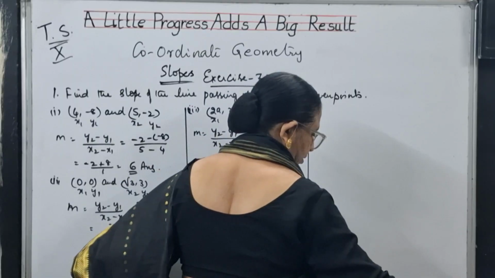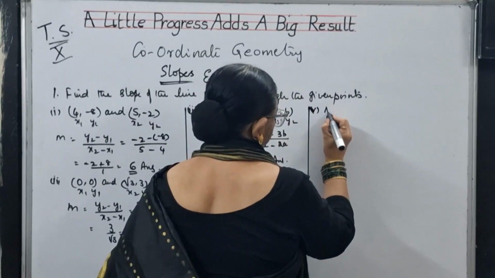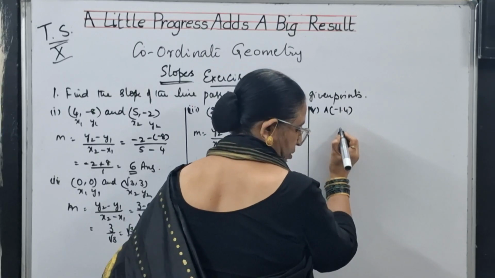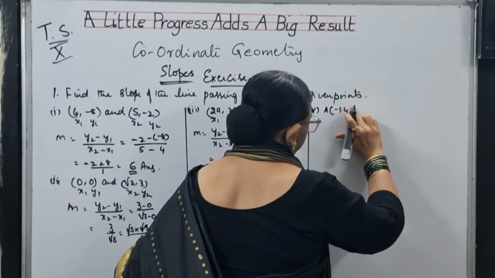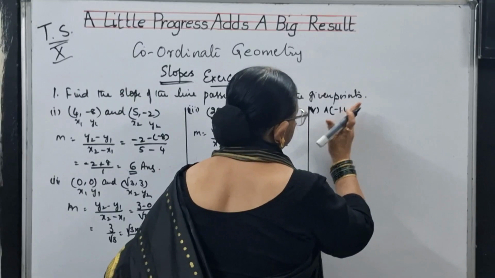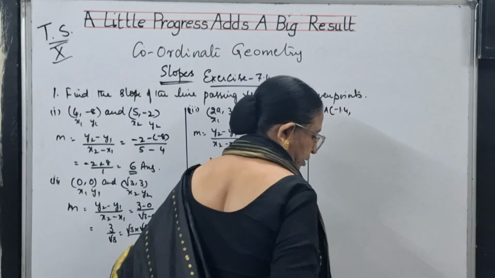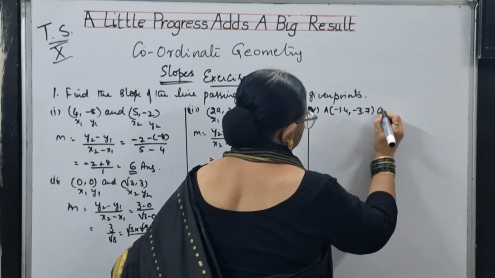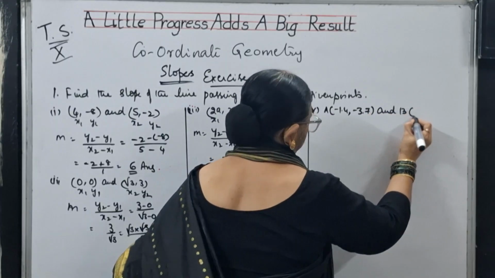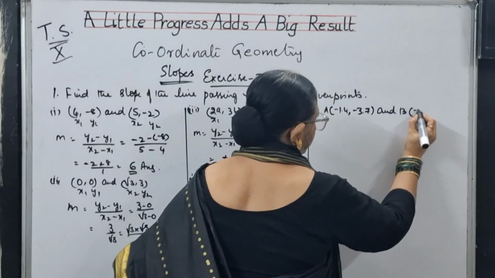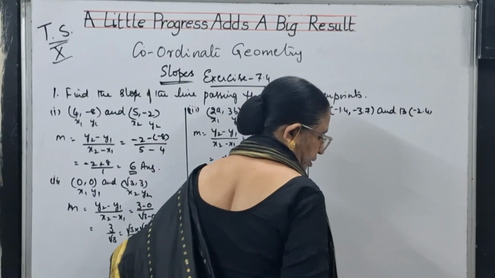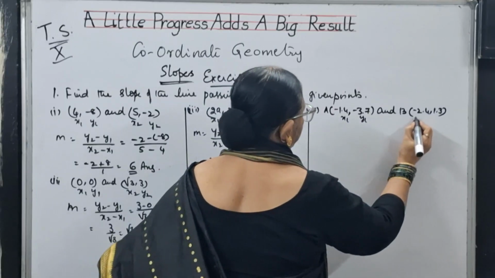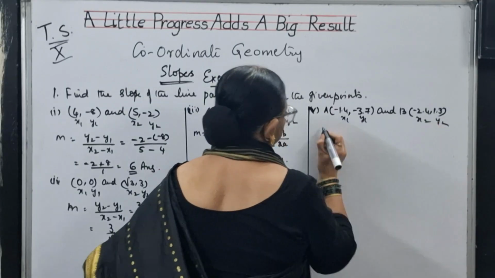Fifth one. A, minus 1.4 comma minus 3.7 and B, minus 2.4 comma 1.3. x1, y1, x2, y2.